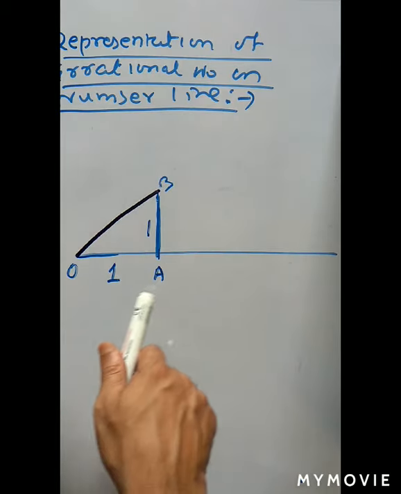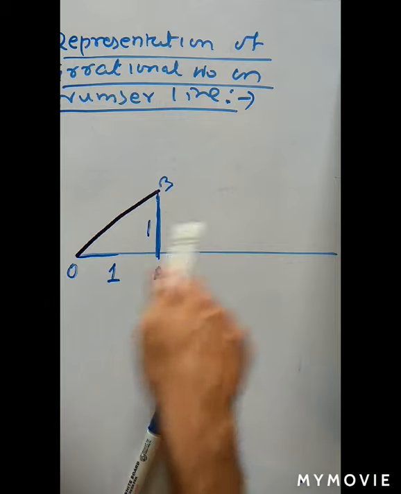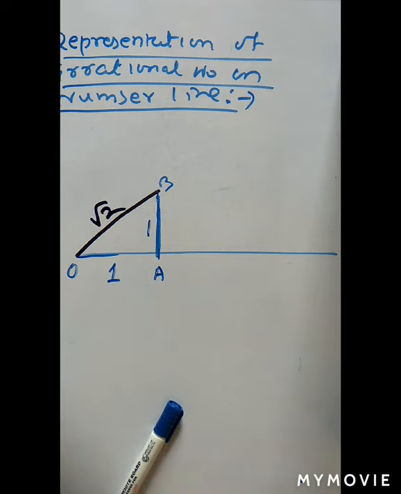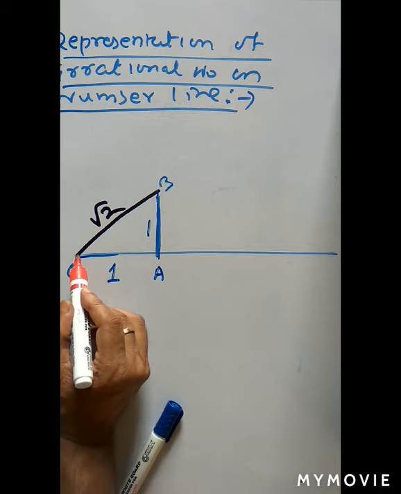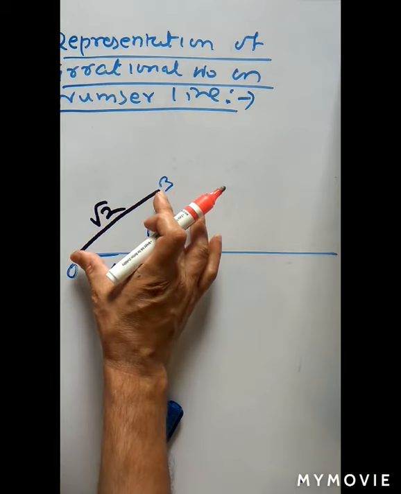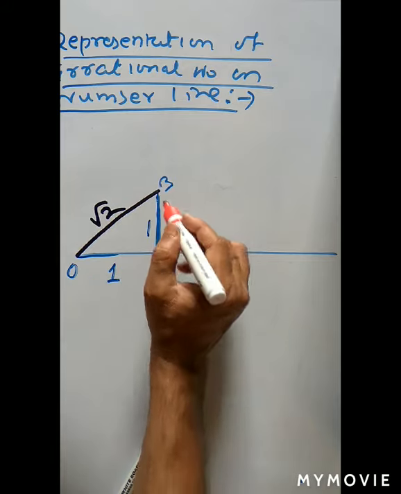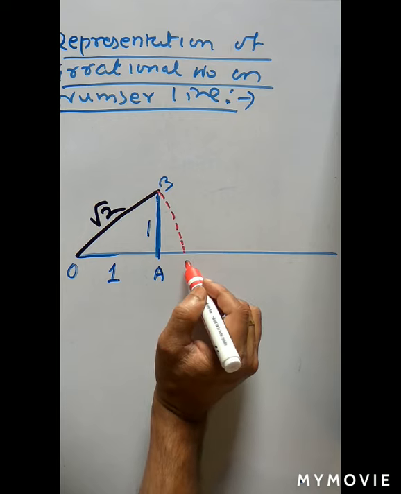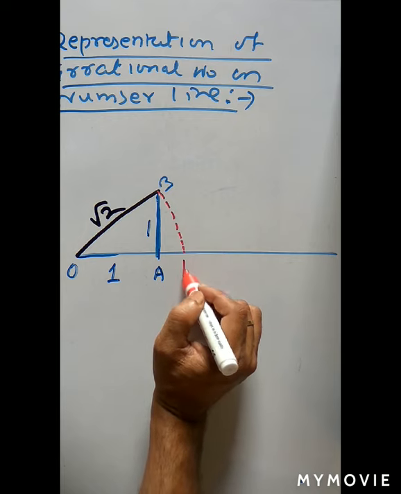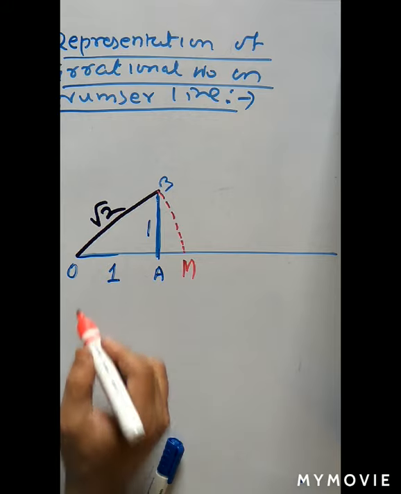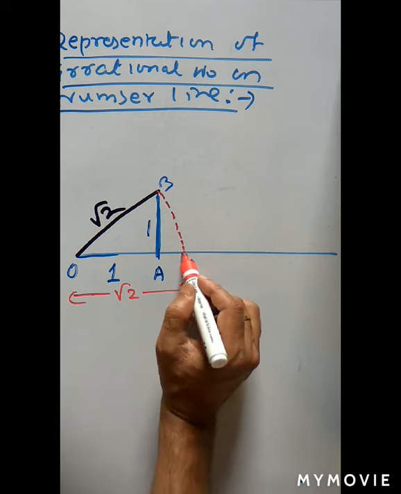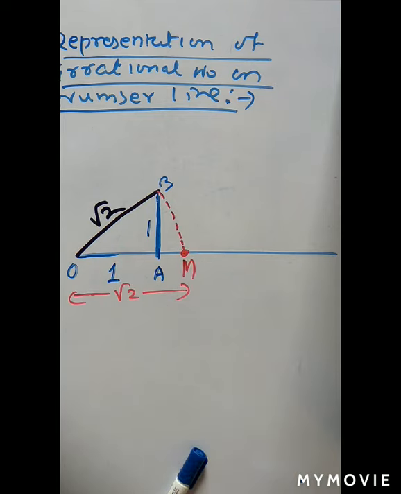Just take the Pythagoras theorem. 1 square plus 1 square, that is 1 plus 1, 2, square root. So OB is equal to square root of 2. Now with O as the center and OB as the radius, whose value is root 2, draw an arc, which will meet at, let us say, point M. Now I can say OM is equal to root 2, which is represented on this number line.